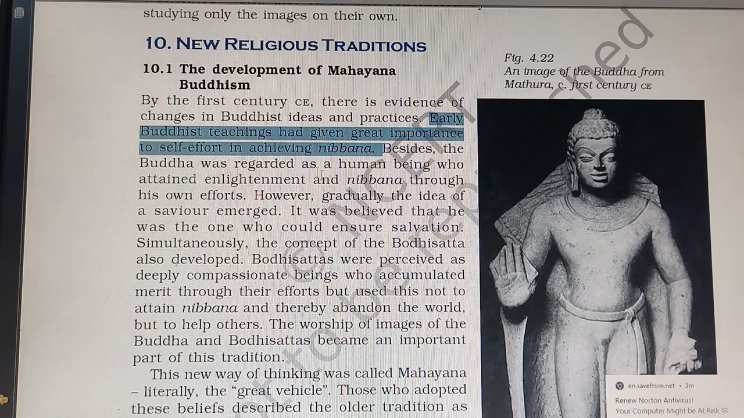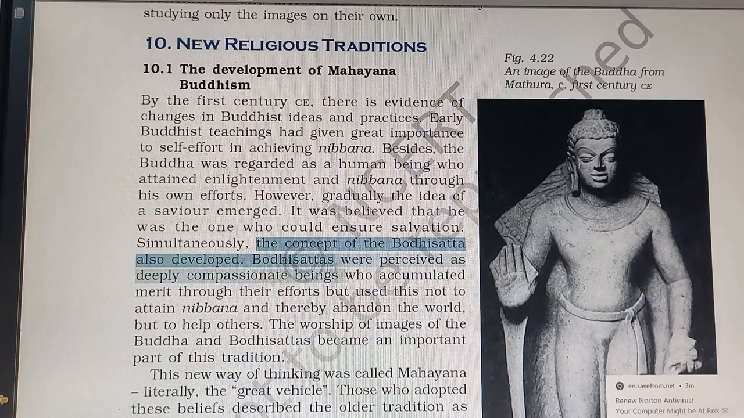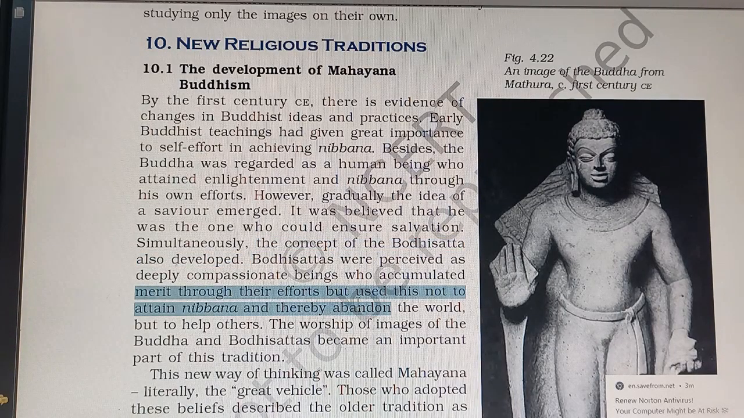But slowly and gradually, the concept of bodhisattva also developed. And bodhisattvas were perceived as deeply compassionate humans who accumulated merit through their efforts, but used this not to attain nirvana, but to help others. So this means people with their merit, they get nirvana, but they use this to help the others. So they started worshipping Buddha and Bodhisattva in the form of God.